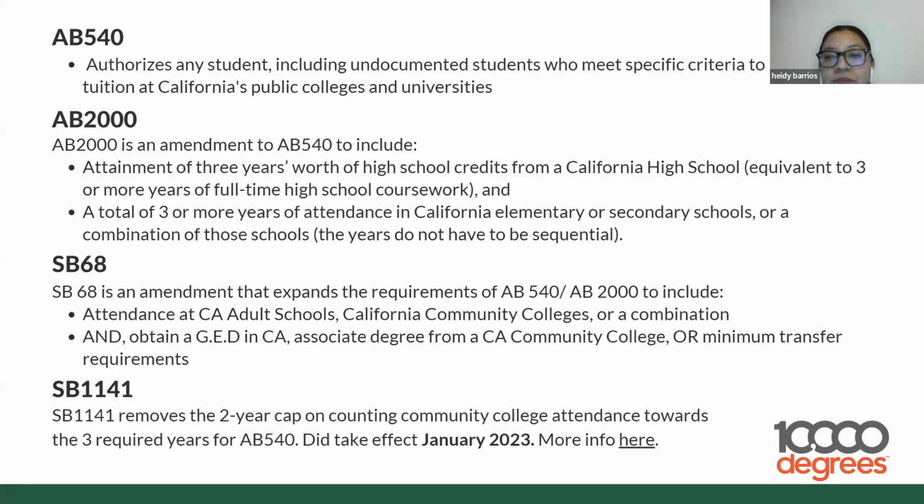And then SB 1141 removes the 2-year limit on counting community college attendance towards the required 3 years of California school under AB 540. This change has been in effect since January 2023, and it makes it easier for students who start their college education at a community college in California to qualify for in-state tuition.